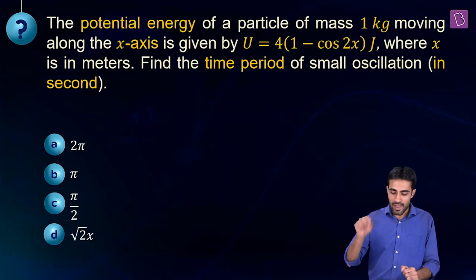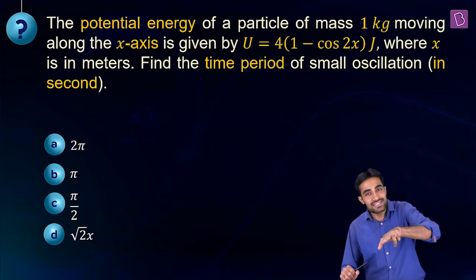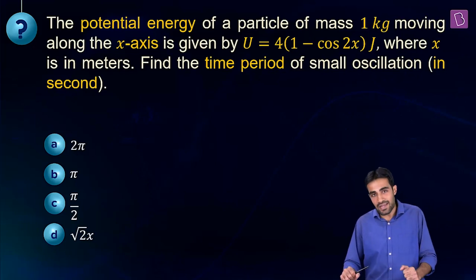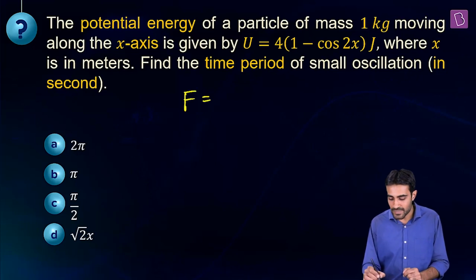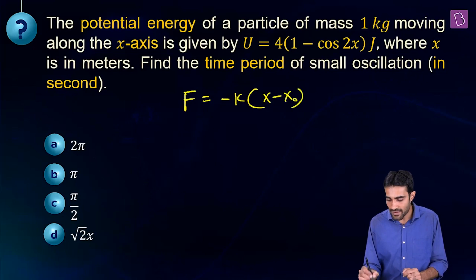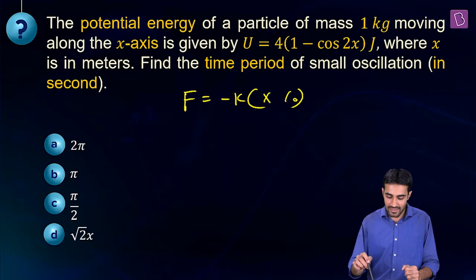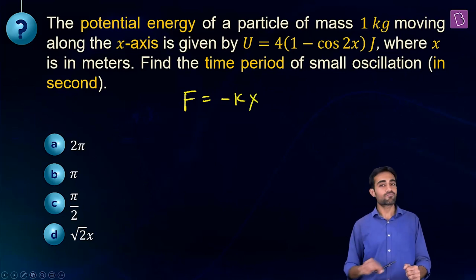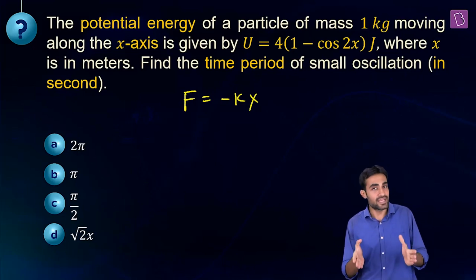So, how to find the time period? First of all, we must know whether we have SHM or not. So, let's find that out. The standard equation of force in case of SHM is minus k times (x minus x naught). And when the mean position is at x equal to 0, then the equation of force is F equals minus kx. Let's see, are we getting this form of force in our case?